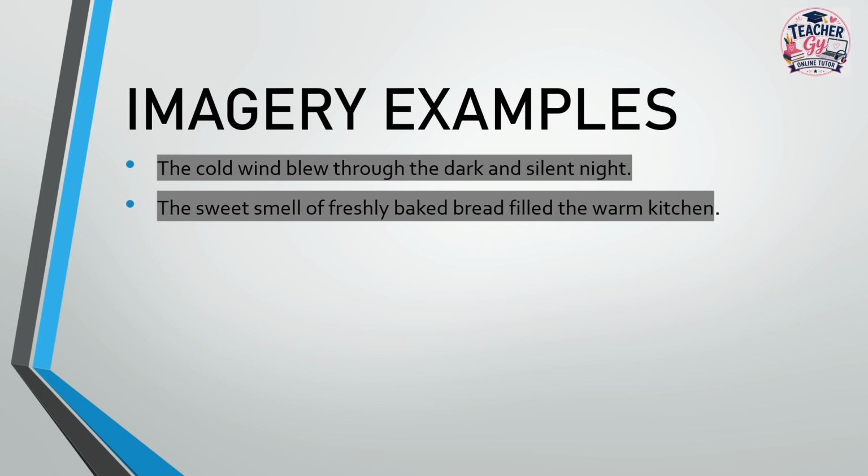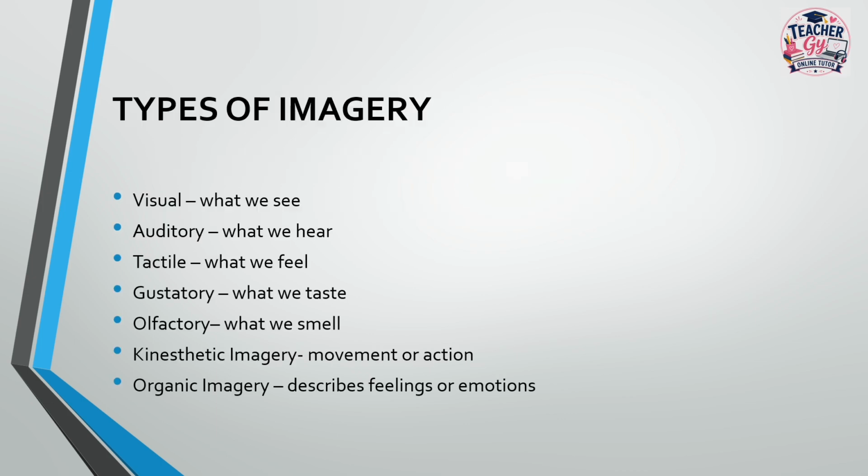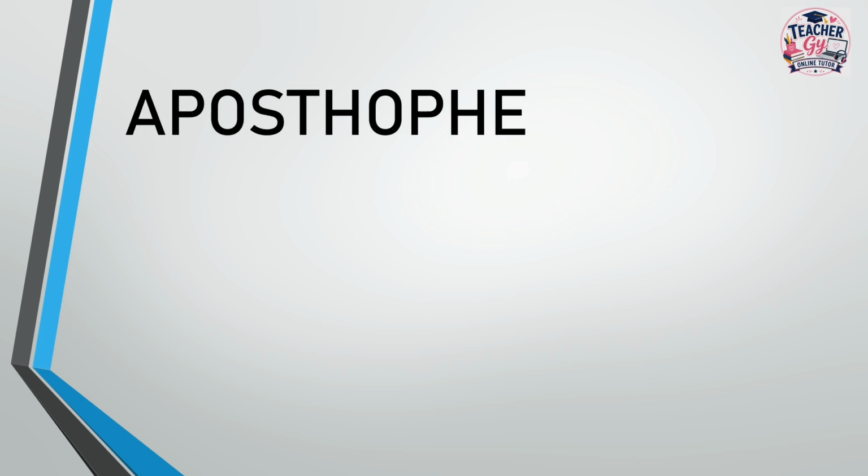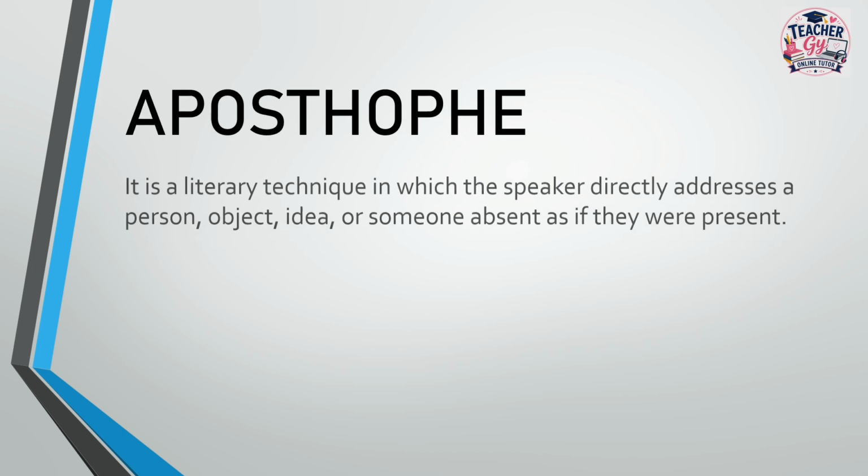Types of imagery. Visual imagery appeals to the sense of sight. Auditory imagery appeals to the sense of hearing. Tactile imagery appeals to the sense of touch. Gustatory imagery appeals to the sense of taste. Olfactory imagery appeals to the sense of smell. Kinesthetic imagery shows movement or action. Organic imagery describes internal feelings or emotions.